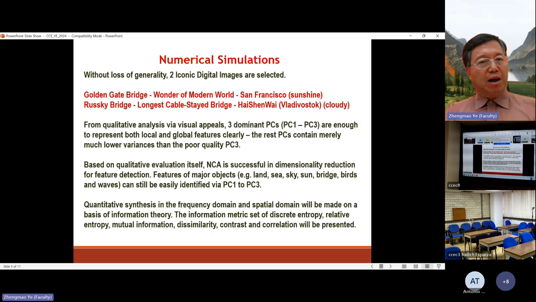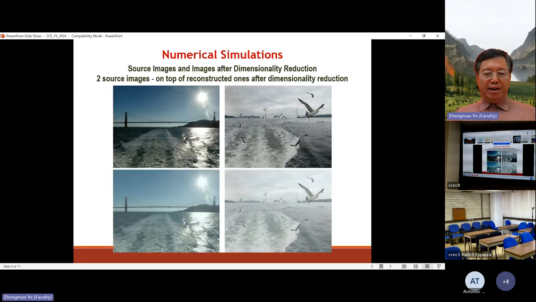So the next topic is about a versatile application and the corresponding numerical simulations. Without loss of generality, two iconic digital images are selected. The first one is a Golden Gate Bridge image, which turns out to be a wonder of the modern world, located in the city of San Francisco. The second is the Russky Bridge, which turns out to be the longest cable-stayed bridge, located in the city of Vladivostok.